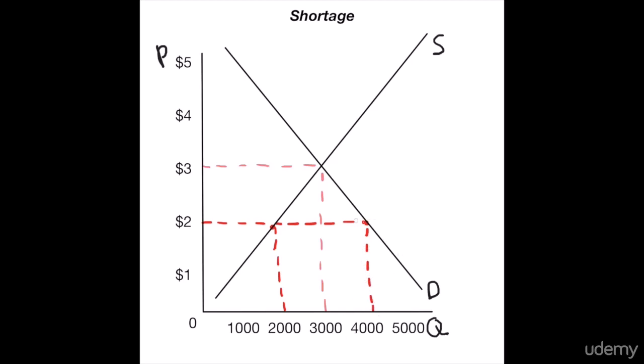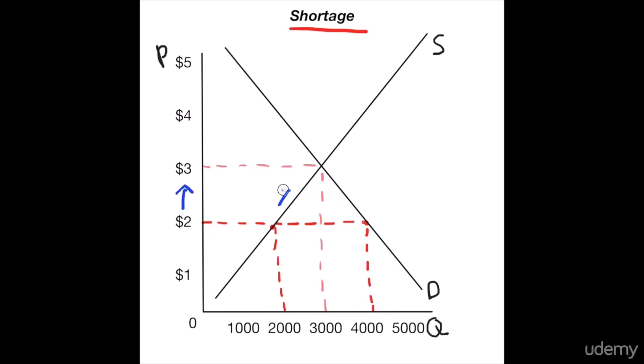So what happened here is that there's more demand than supply. There's an excess demand. In other words, there's a shortage. A shortage of 2,000 bars, 4,000 minus the 2,000. What happens in a free market when there's a shortage? Well, the price will rise until it hits the equilibrium point again.